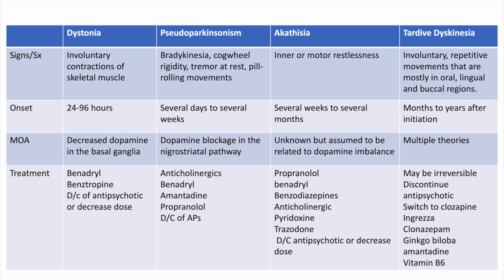A lot of these are due to the decreased dopamine. They believe that's what causes these EPS symptoms. And the treatment is usually a drug with anticholinergic properties like Benadryl. It's an antihistamine, but it also has anticholinergic properties. And then Cogentin, benztropine. And then you can also discontinue the antipsychotic, but we have to weigh the risk-benefit of everyone on a psychotropic medication regimen.